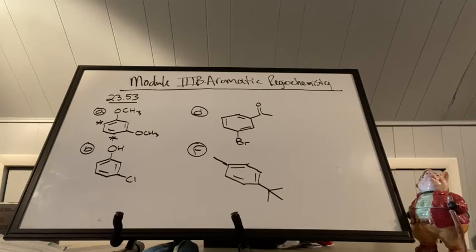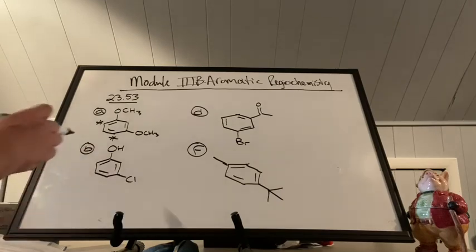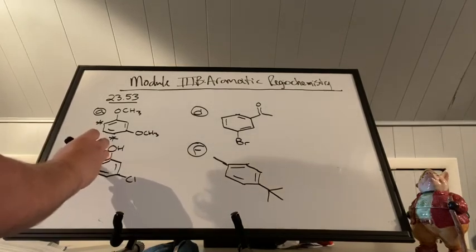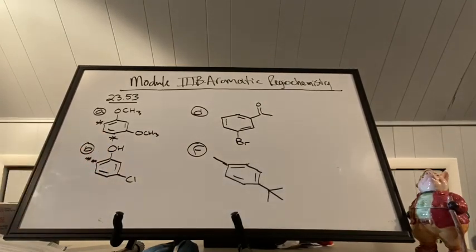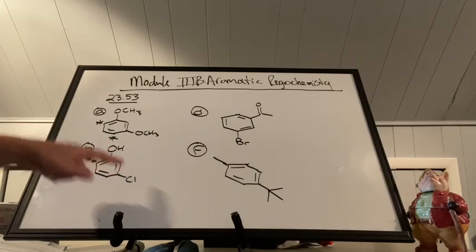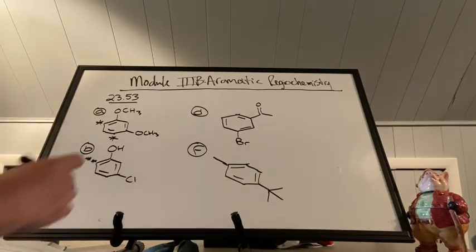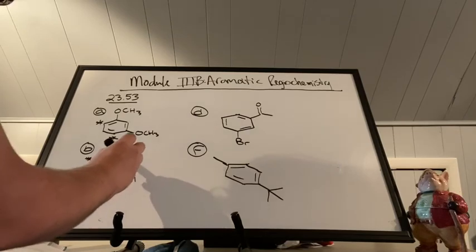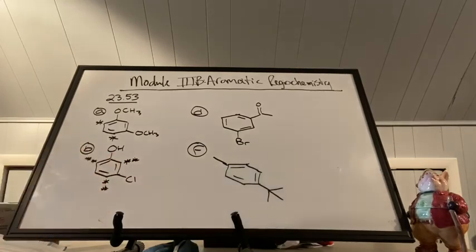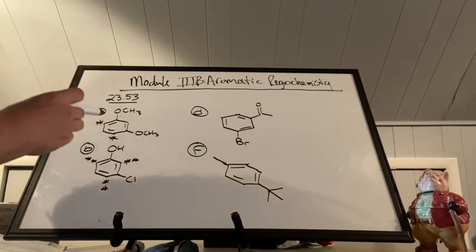For B, we have activating and weakly deactivating. This is ortho-para directing. This is also ortho-para directing. So remember that this is going to be more influential because it's activating and this is slightly deactivating.